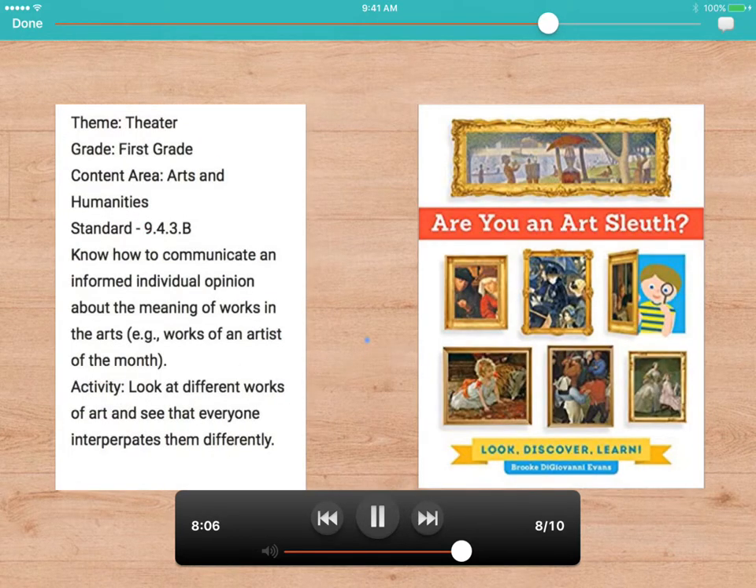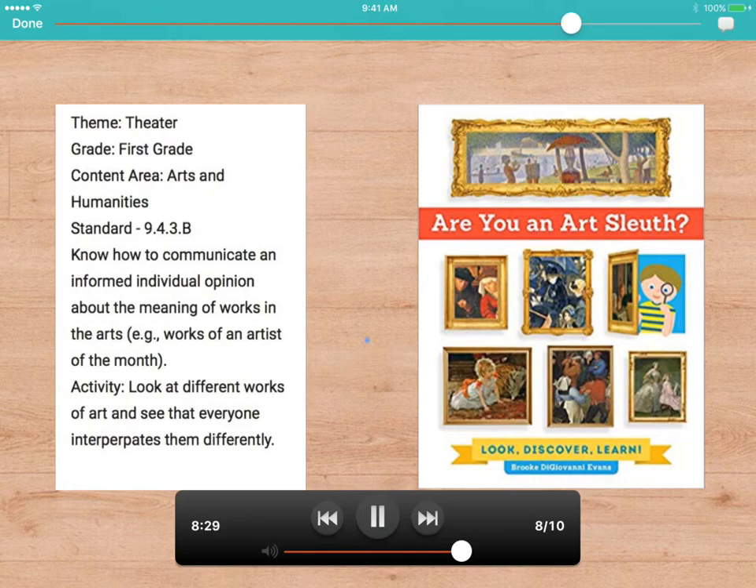All right, so another area that we may not realize would be easy to integrate reading and writing is in the arts. So we have a first grade standard, and the activity is to look at different kinds of art and see how everyone interprets it differently. That's a really big activity that it needs to be more specific for sure, but there is no integration of reading or writing in this activity.